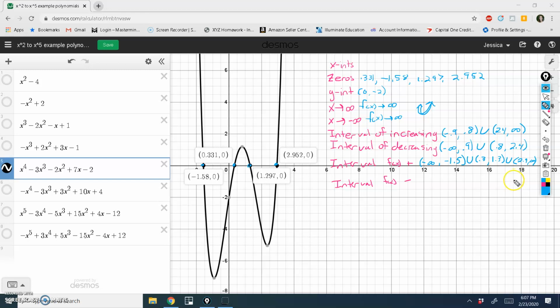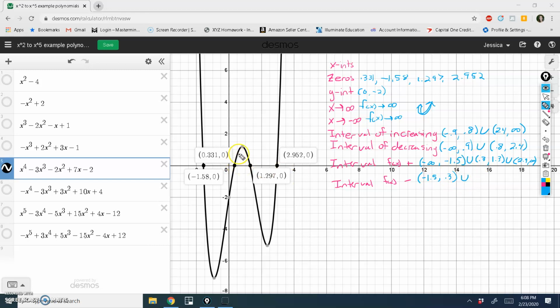Again, graphically, that just means where are we above the x-axis. The opposite of that is where is f of x negative, or in other words, where is the graph below the x-axis. Well, we're below the x-axis from this point to this point, down. That's between our first two x-intercepts, so between negative 1.5 and 0.3. Notice this is just the space between these two guys.